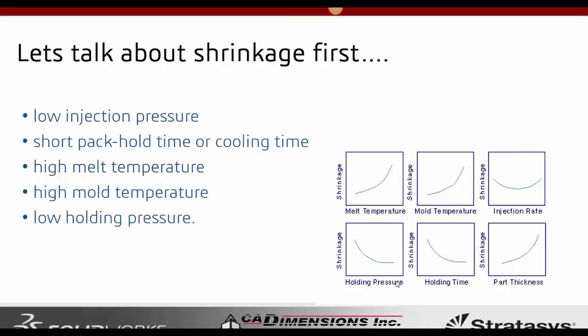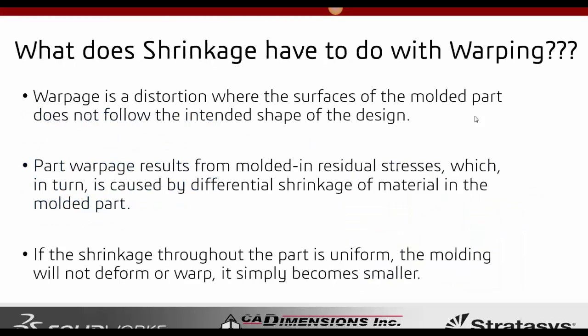Now, shrinkage itself is not a bad thing. Typically, it's something that you really can't avoid. Your part is going to shrink, maybe by 1%, 2%, maybe even 10%, and you always compensate for that in your cavity. So you build it 5% bigger to compensate for that shrinkage. Now, the question is, what does shrinkage have to do with warping?